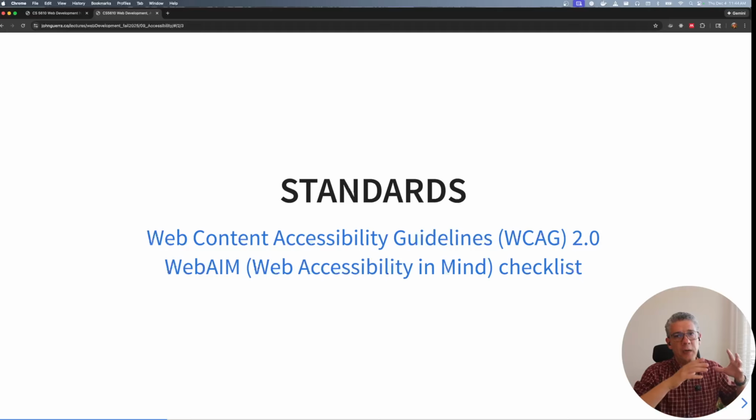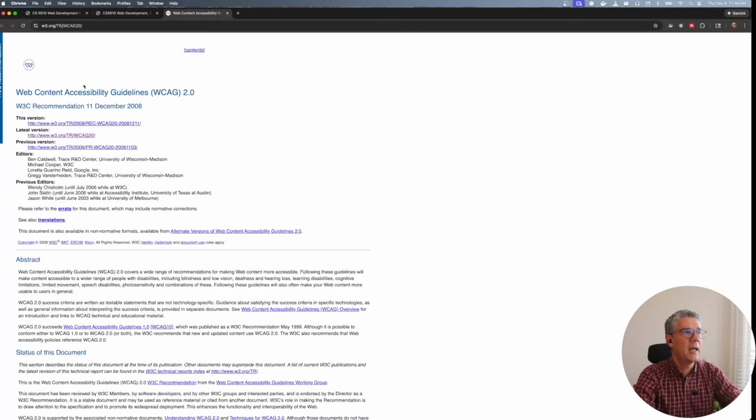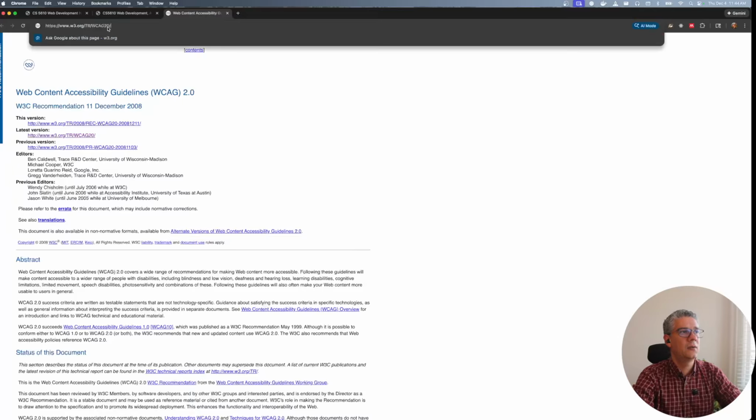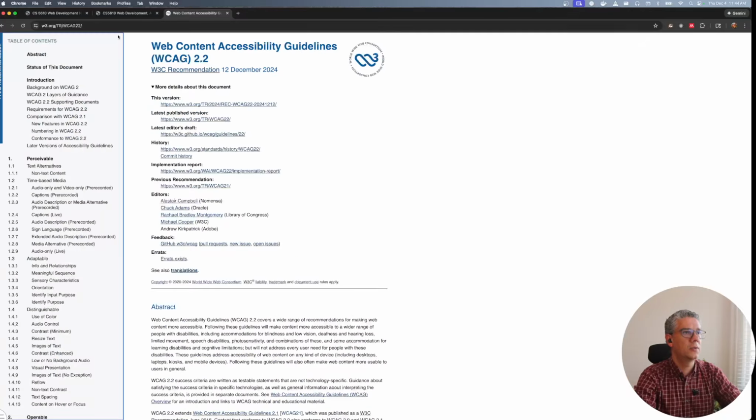Okay, so the easiest way that we can apply it for web development is by looking at the different standards that have been created to try to enforce better usability or accessibility on web applications. The most famous standard is called WCAG. I think 2.2 is the latest version. So the latest version is WCAG 2.2. As you can see, it's from December 2024.